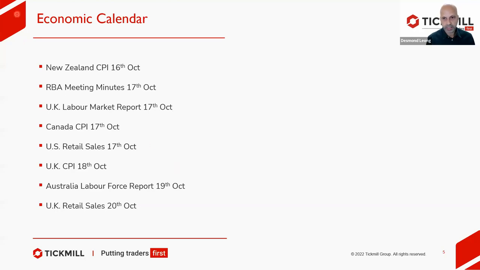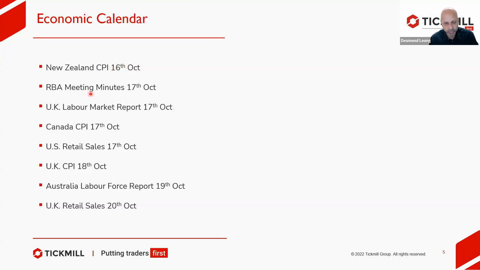We've got inflation data out of New Zealand. We've also got the October RBA meeting minutes coming up. We've got labor data from the UK, Canadian inflation data, US retail sales, UK inflation data, Australia employment report, and UK retail sales as well. These are just some of the key highlights. In general, inflation has been picking up across most developed economies after retreating for most of the last 10 to 12 months. So a hotter CPI reading on 16th October could potentially function as a bullish catalyst for the Kiwi.